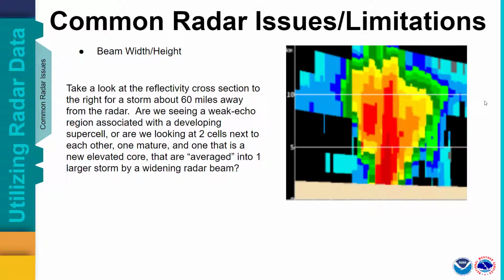Here's an example. Take a look at the reflectivity cross-section to the right for a storm about 60 miles away from the radar. What are we seeing? Is it a weak echo region associated with a developing supercell? Or are there 2 cores next to each other, one mature and one new core that is elevated, that are averaged within a widening beam to suggest one large core? The radar issues that exist can make accurate interpretation tricky at times.